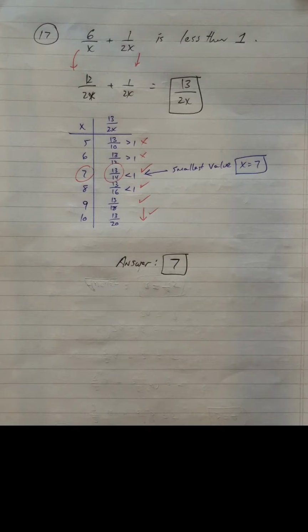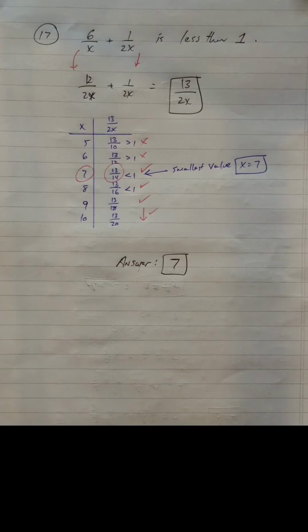Making a quick mini table, I noticed that since 13 is the numerator, I want to choose x values that are close to 13 to create fractions that are close to 1. So I wrote down the values between 5 and 10 on the mini table. Notice that if I plug in 5, I get 13 over 10, which is greater than 1. If I plug in 6, it's still greater than 1. But if I plug in 7, I get 13 over 14, which is less than 1. 8, I get 13 over 16. 9, I get 13 over 18. And 10, I get 13 over 20, and so on.